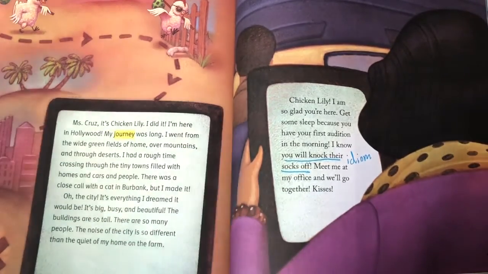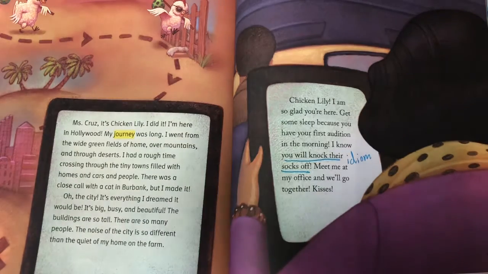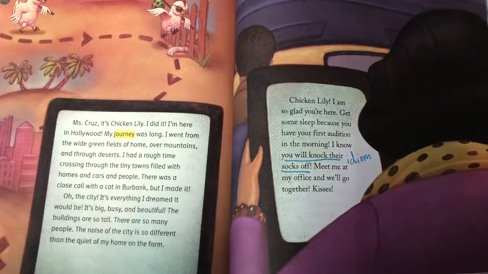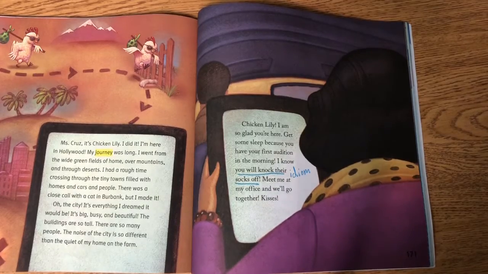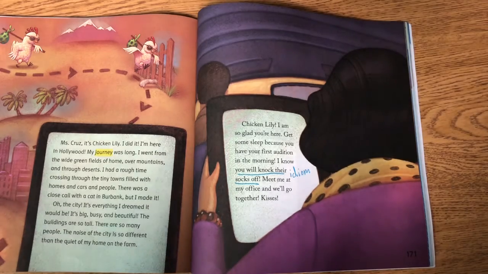So the author is doing that so you can think in your head another meaning for the words and create a mental image in your head. So who says that Chicken Lily will knock their socks off, not literal, but to imagine that she will surprise the audience with her talent and show them how much she loves acting.